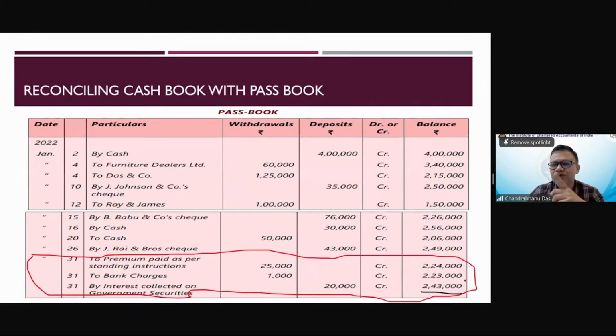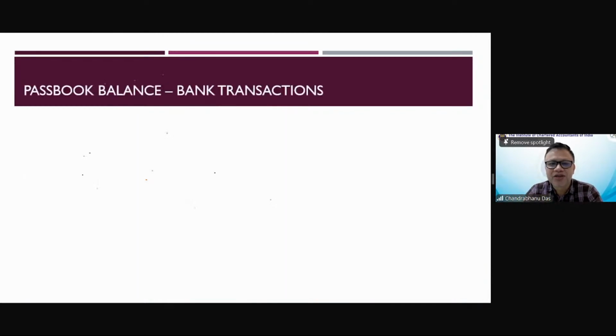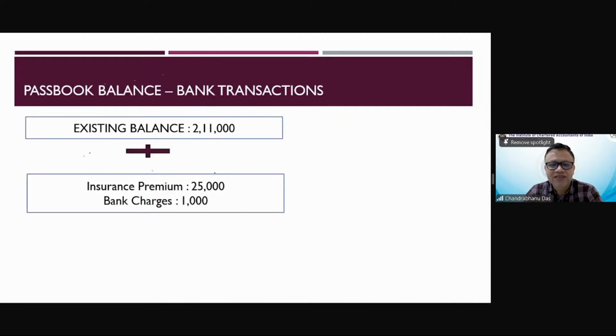Then one good news came. Two bad news are there. Premium paid as per standing instructions, 25,000. Bank charges, 1,000. These two entries were done by the bank and deducted, but the company doesn't know it. The company must deduct it. That's a later part, but the company must deduct it, but doesn't know about it. So what is not known to the company also has to be arrived at in similar ways. So you have to add back those insurance premium and bank charges because the company doesn't know it.